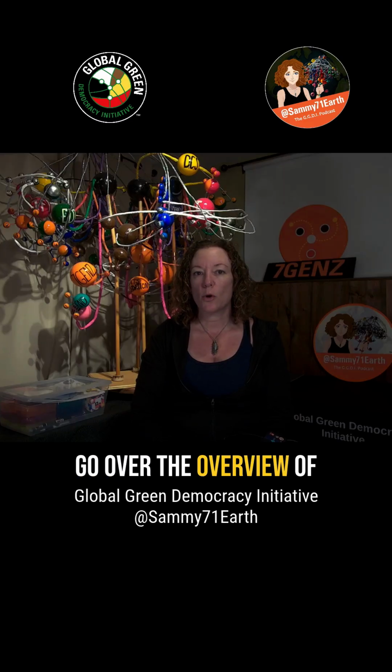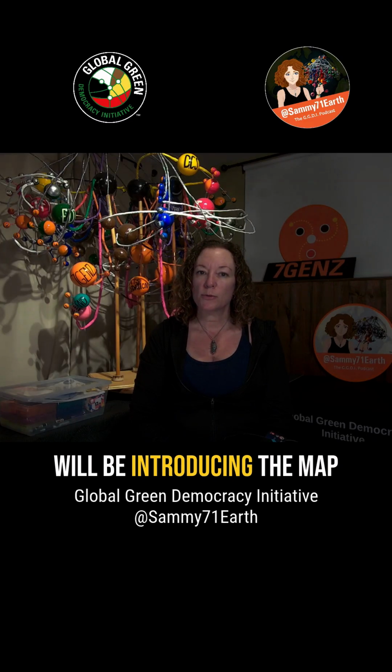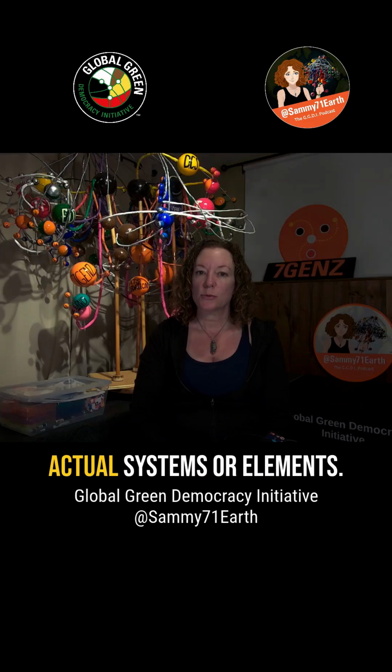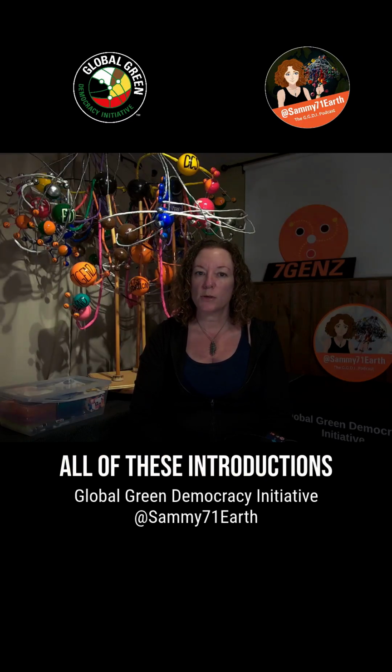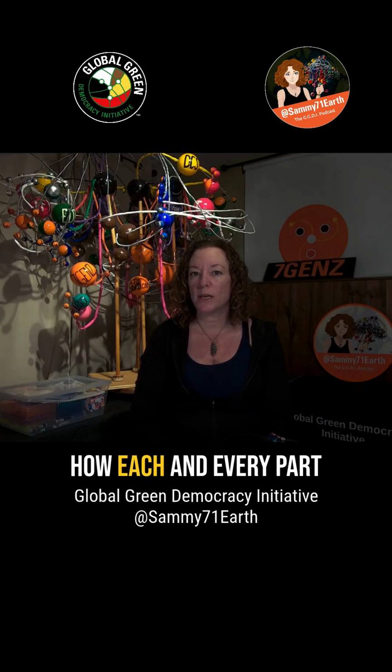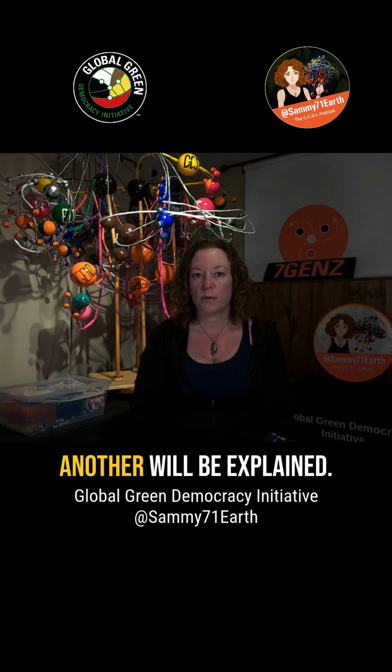This is the 4th episode of the Global Green Democracy Initiative textbook podcast, which will now go over the overview of the GGDI and 7 Gens maps. I have to disclose that I will be introducing the map systems. I can't introduce all the map parts until after the 58 episodes have been gone through, and actual systems or elements. It is important to introduce the elements in programming, and once all of these introductions have been made, then the reader or the watcher will be introduced to how each and every part that is a partnership to another will be explained. I didn't expand on the maps chapter because there's just too much information.